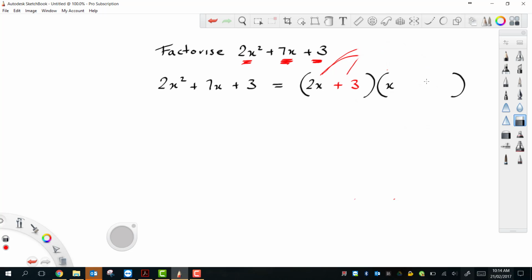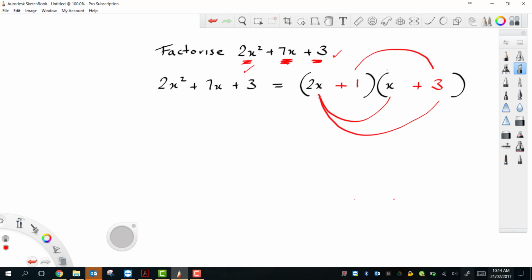Rather than have the 3 and the 1 in those positions, let's try putting them around the other way. So I'll try the plus 1 there and the plus 3 here. Now let's see what happens. Well, the 2x times the x gives me the 2x squared, so that's fine. The 1 times the 3 gives me that, so that's right. Now the other bits that we've got to do.